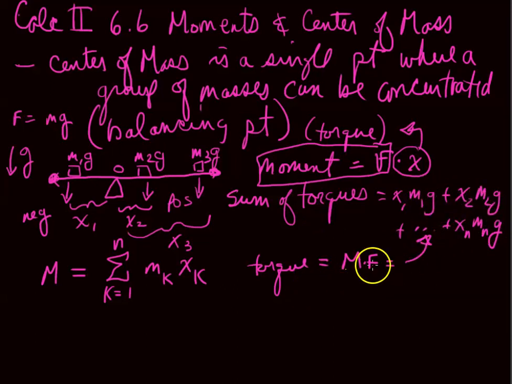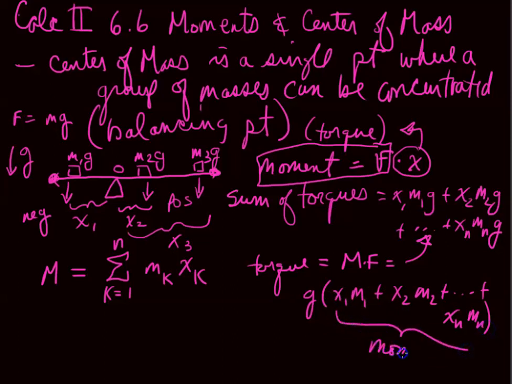Because g is always the same, you can factor out that g, and you get the x sub 1, m sub 1, and the x sub 2, m sub 2, until you get up to the x sub n, m sub n. And all of this is the moment. And when you multiply by g, you get the torque. Now, hopefully that's clear. And if the sum of all the torques is 0, then you get a balanced system.